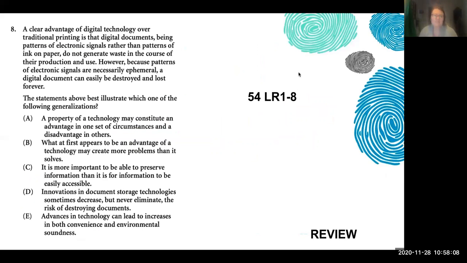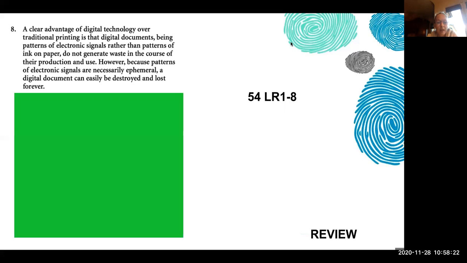All right, Gina, do you want to read number 8? Yep. A clear advantage of digital technology over traditional printing is that digital documents, being patterns of electronic signals rather than patterns of ink on paper, do not generate waste in the course of their production and use. However, because patterns of electronic signals are necessarily ephemeral, a digital document can easily be destroyed and lost forever.